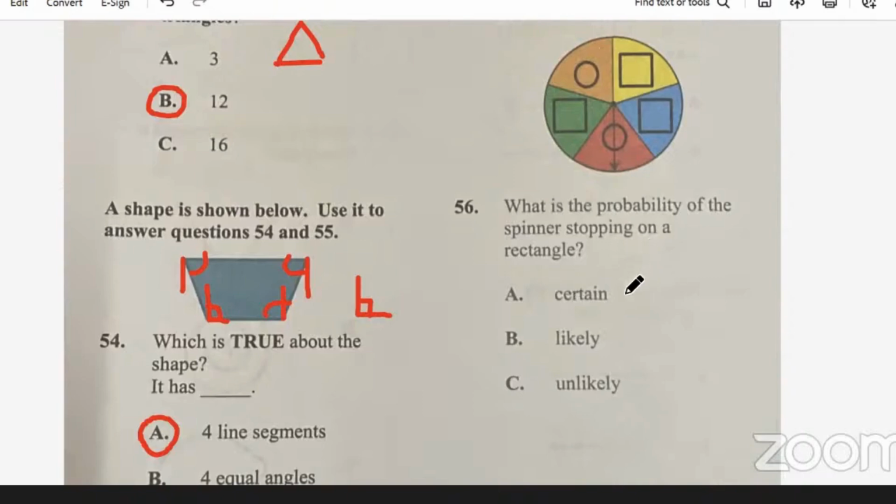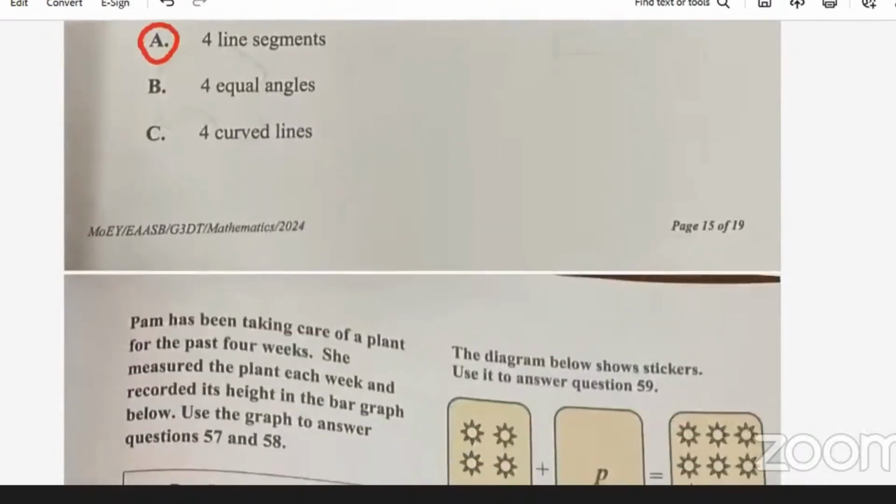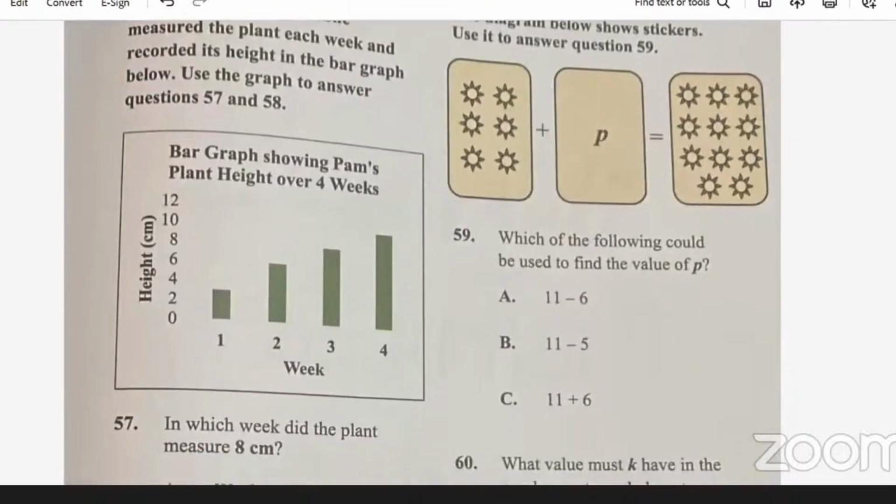All right, so is it certain that it's going to stop? No, because we do have circles too. Is it unlikely? No, it's more likely than unlikely because you have more rectangles than circles. So it is likely, right? Not unlikely, but likely that it will stop on a rectangle. Answer is B.